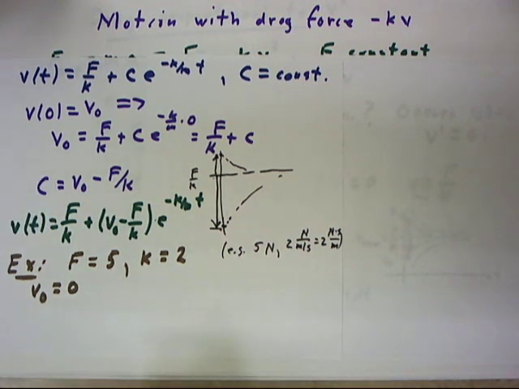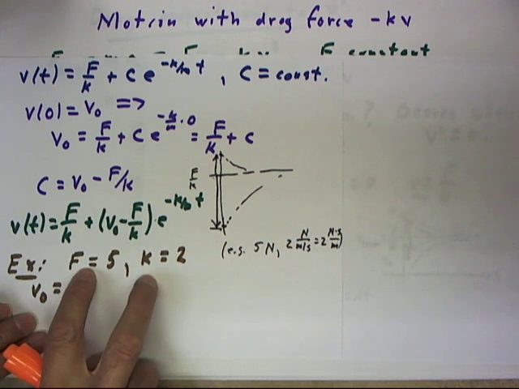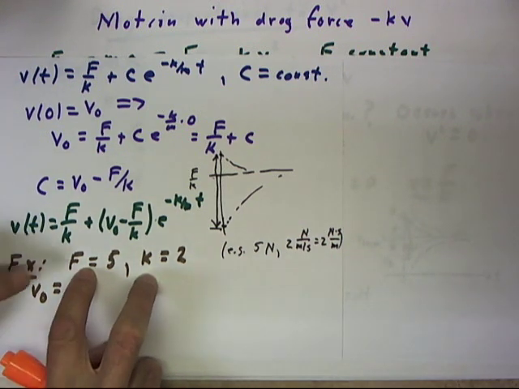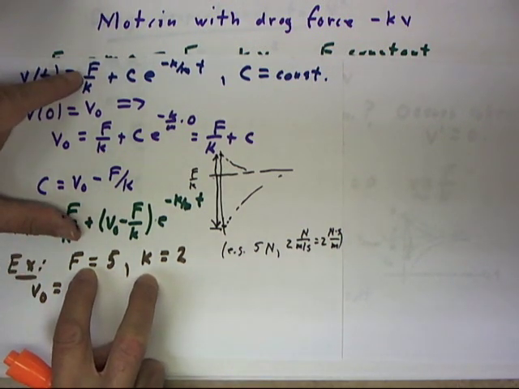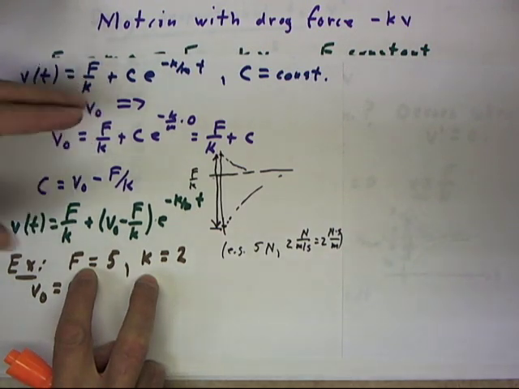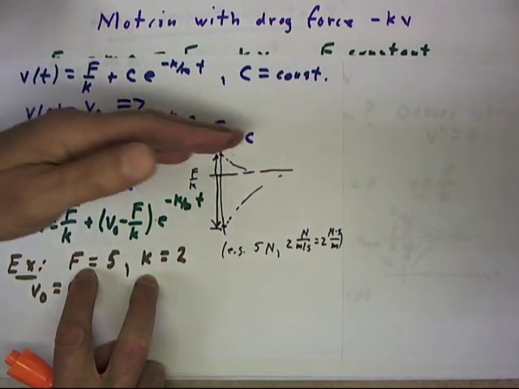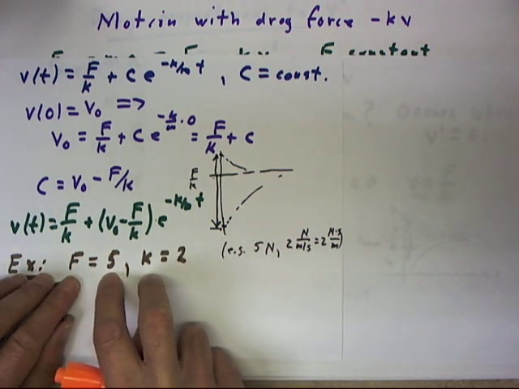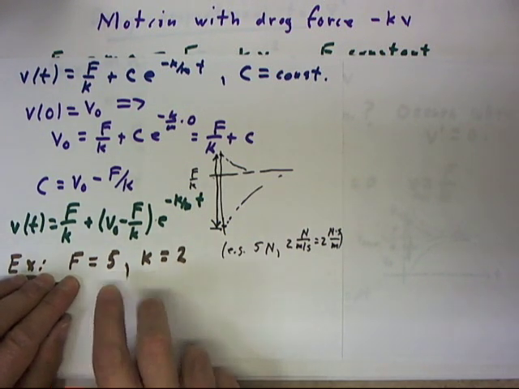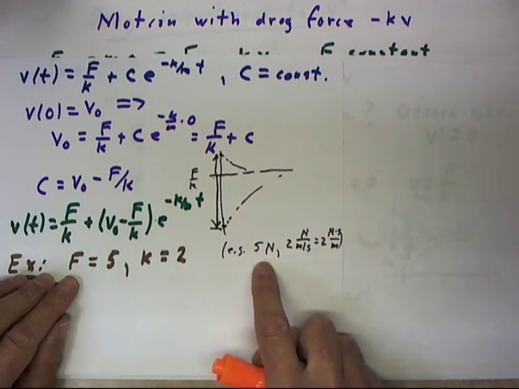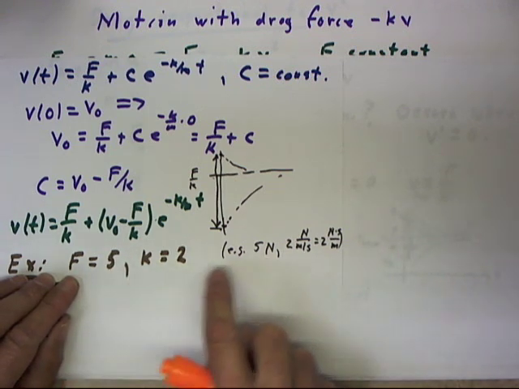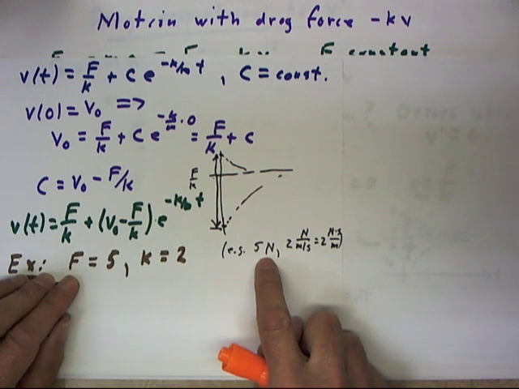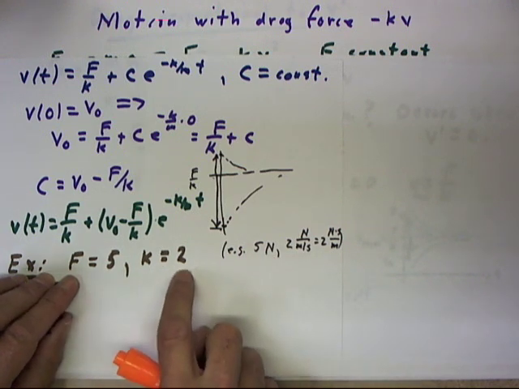For example, suppose that f equals 5 and k equals 2. Now remember, f just represents the constant force that would be acting on an object. Think of a marble or pool ball rolling down an incline underwater, and you have a force of 5. That could represent 5 newtons. Maybe it's a bowling ball. 5 newtons of force, and k equals 2.